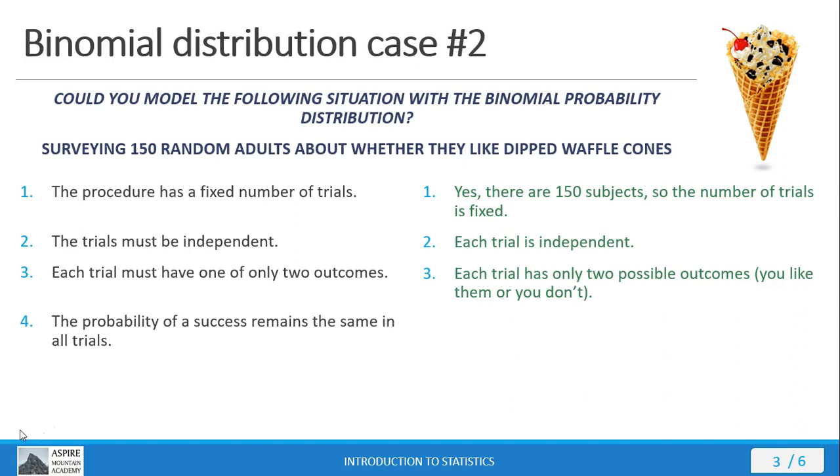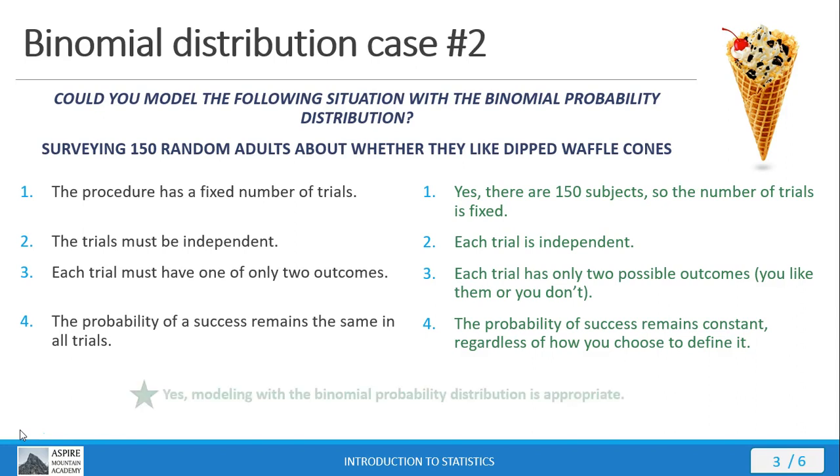Do we have this requirement met? Yes, we do have this requirement met. The probability of success is constant. Therefore, because we've got all of the requirements met, we can say yes, modeling with the binomial probability distribution is appropriate.